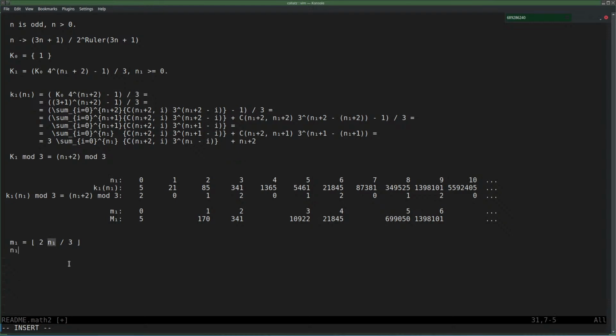So N1 can also be gotten back from M1. I wrote it down on paper, so I'm trying to find it. Okay, I found it. It's the floor of 3 M1 plus 1, divided by 2, the floor of that.